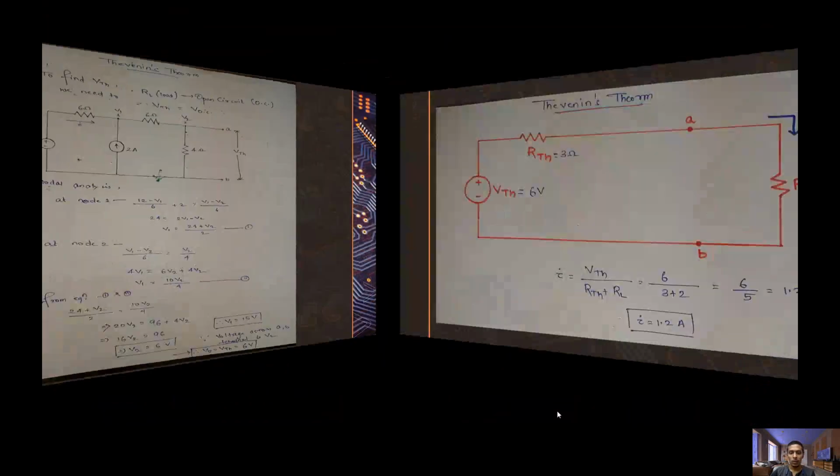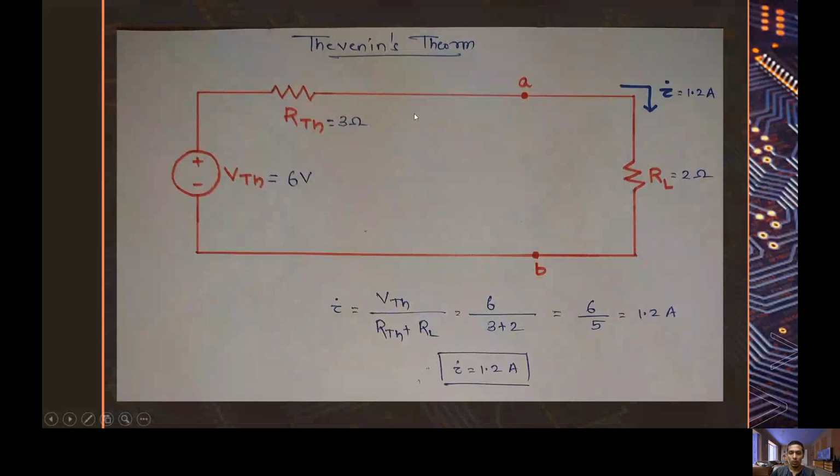So at last, we need to find the current through the load resistance. For that, we need V Thevenin by (R Thevenin plus load resistance), which equals 6 by (3 plus 2), equals 6 by 5, equals 1.2 ampere.